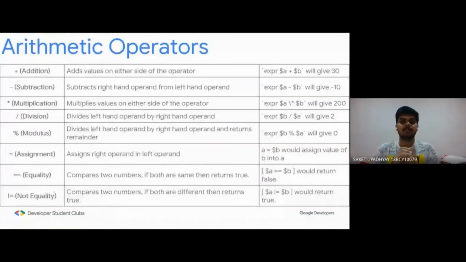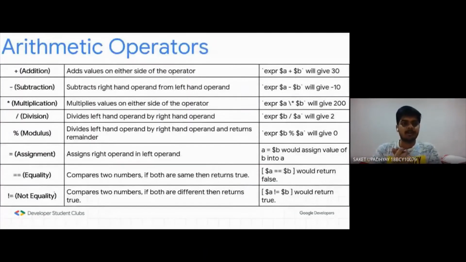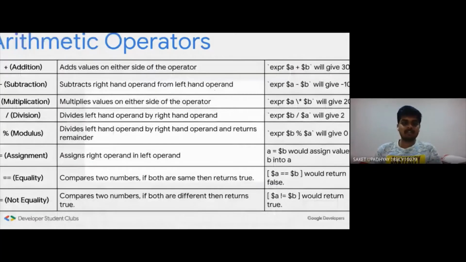So for arithmetic operators, we have addition, subtraction, multiplication, division, modulus, assignment, equality, not equality. Okay, so again, this is a big topic. You can pause the video whenever these tables come in, and you can read them out. And we encourage you to pause the video and read each one out and try to understand what it is. And you will see this expr and backtick, and we will discuss it and we will see how it works.